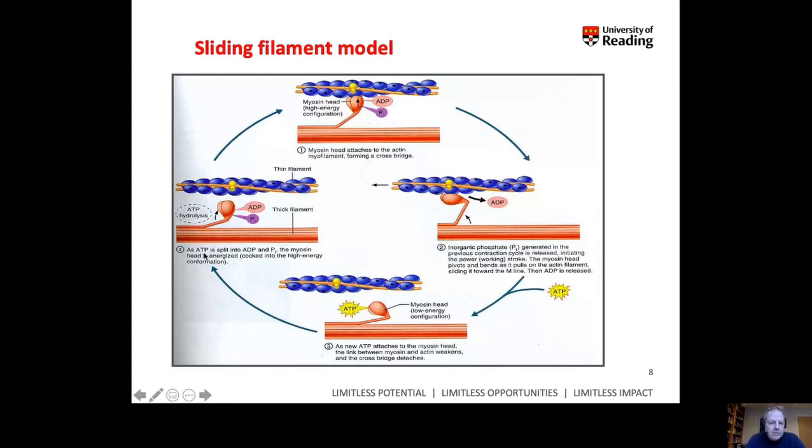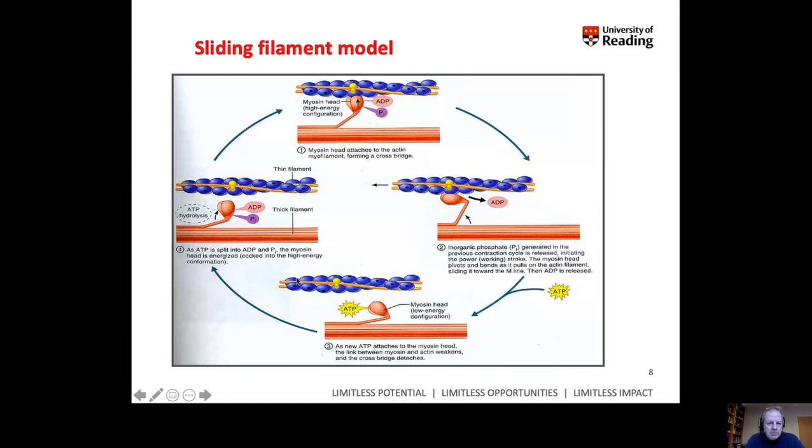Step 4, ATP is split into ADP and inorganic phosphate. The myosin head is energized or cocked into the high energy configuration. And that configuration 4 allows the reattachment of the cross bridge. So hopefully that's nice and clear. You can see now why the myosin binding site is important.